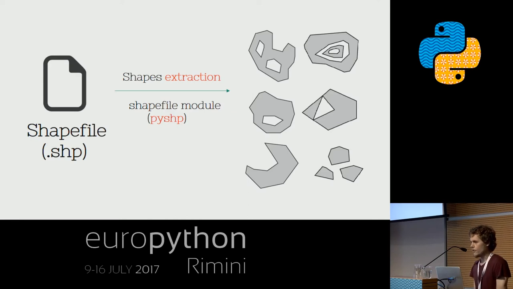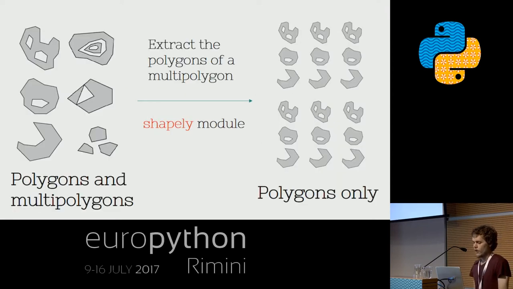So the first library that we will use is called PySHP. It's simply a library that allows us to extract the shapes from the shapefile. It contains a reader object that we can use to read the file. We can draw polygons with the create polygon method in tkinter, but as for multi-polygons, we cannot draw them. We can only draw polygons.